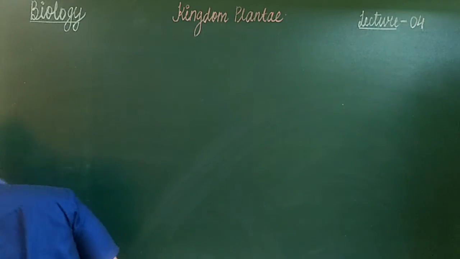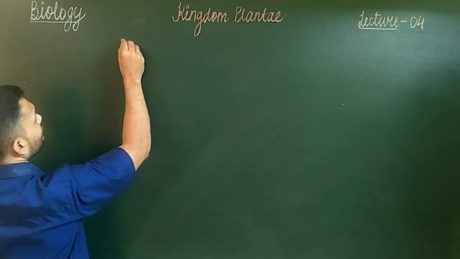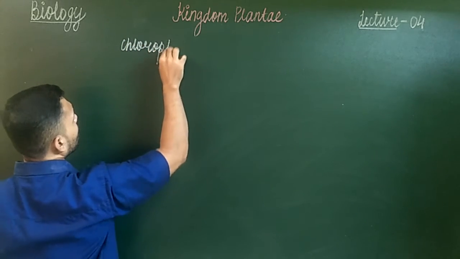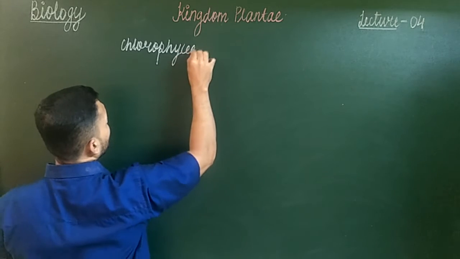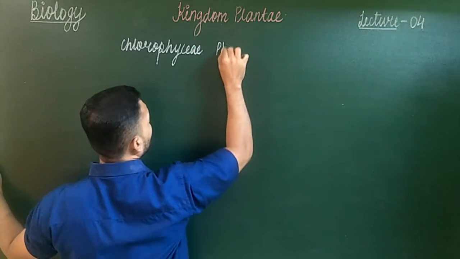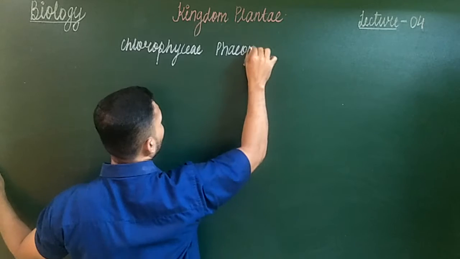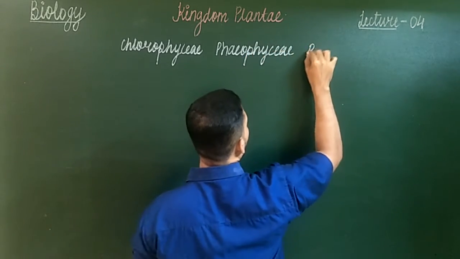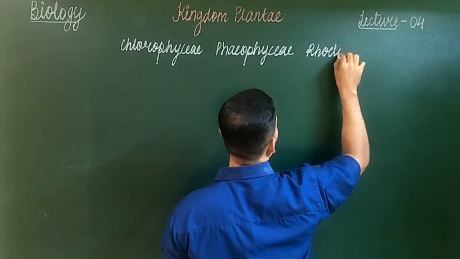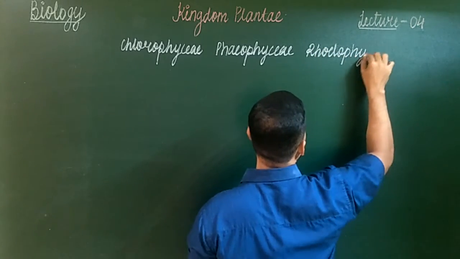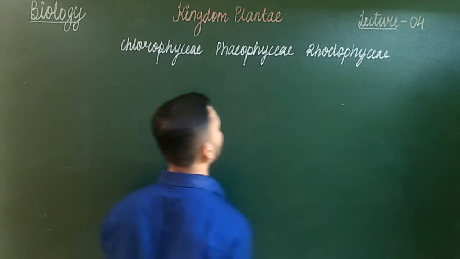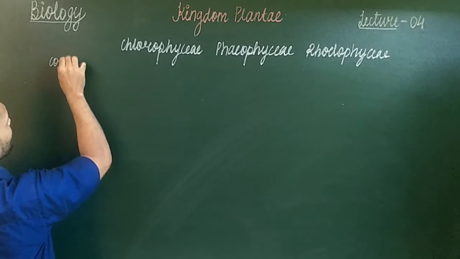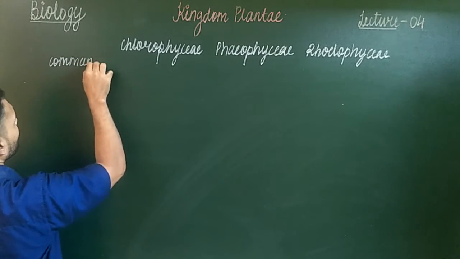So to see this, first we'll divide this as Chlorophyceae, then Phaeophyceae and Rhodophyceae. ठीक है, Chlorophyceae, Phaeophyceae, Rhodophyceae. So these are the three types of algae that we find. So first is the common name that we need to know, and we all know it.